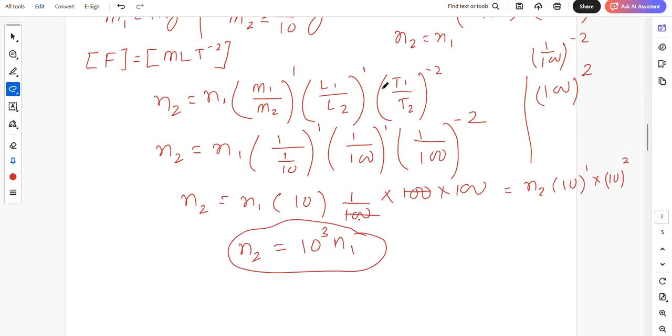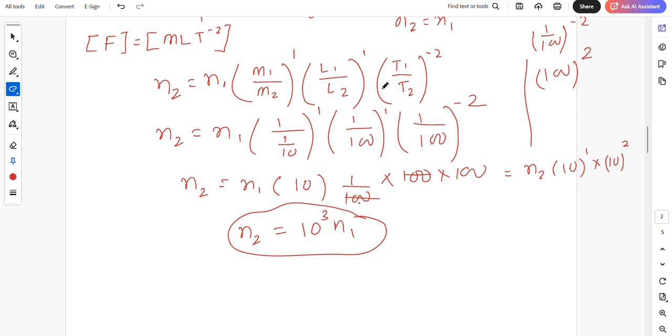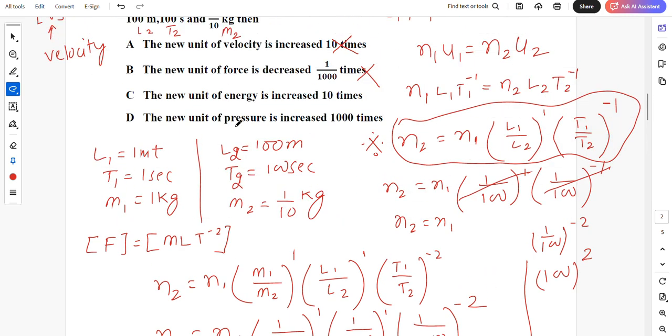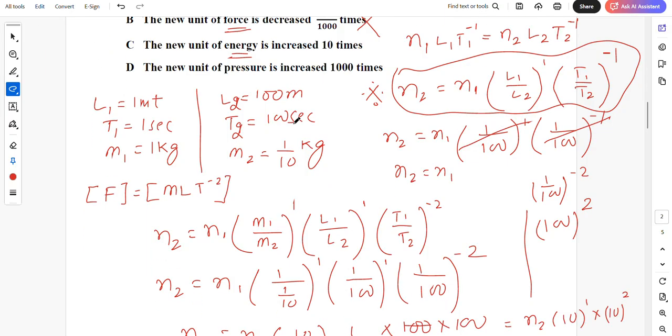Similarly, we will do it for the third, that is energy. For velocity it did not work out. For force it did not work out. We will see for energy.